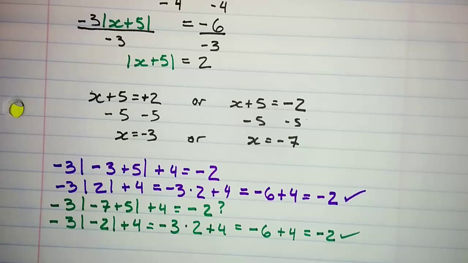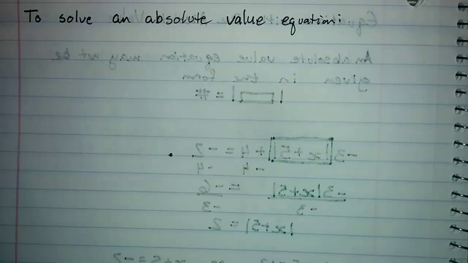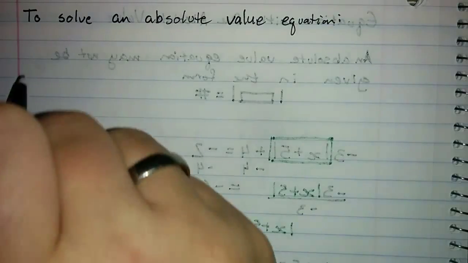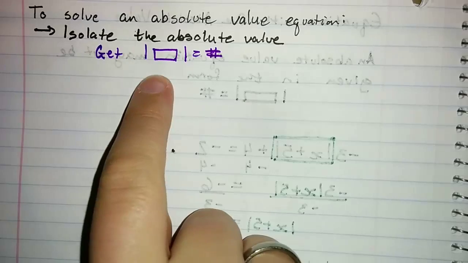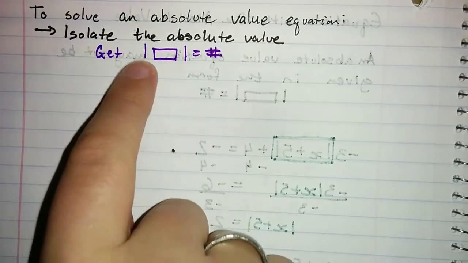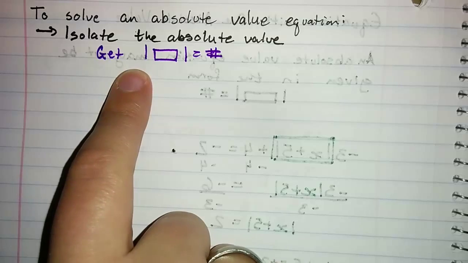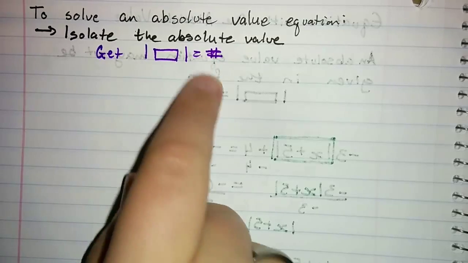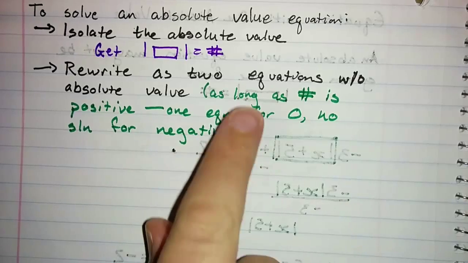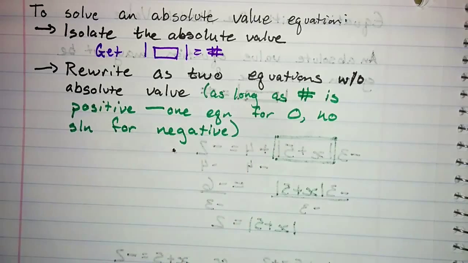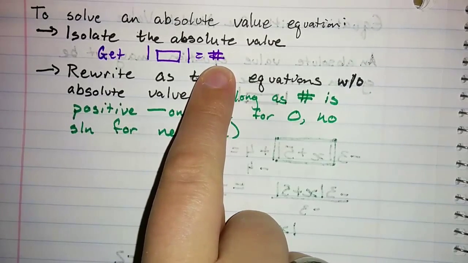What's the procedure for solving an absolute value equation? To solve an absolute value equation, first, we isolate the absolute value. That means we need to get the form, the absolute value of some expression equals a number. We need to get rid of anything this absolute value might be multiplied by, or anything that might be added to it or subtracted from it. Once we isolate the absolute value, then in the typical case we'll rewrite as two equations that don't have absolute value in either one. We're in the typical case as long as this number is positive.